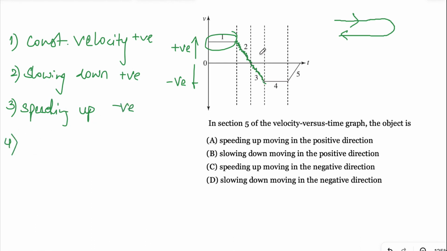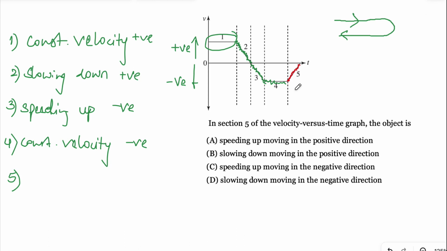Now section 4. Section 4 is similar to section 1. So constant velocity in the negative region. Section 5. In section 5, it begins with the velocity at which section 4 ended. That's some magnitude, and it's approaching zero velocity. That means it's slowing down in the negative direction still.